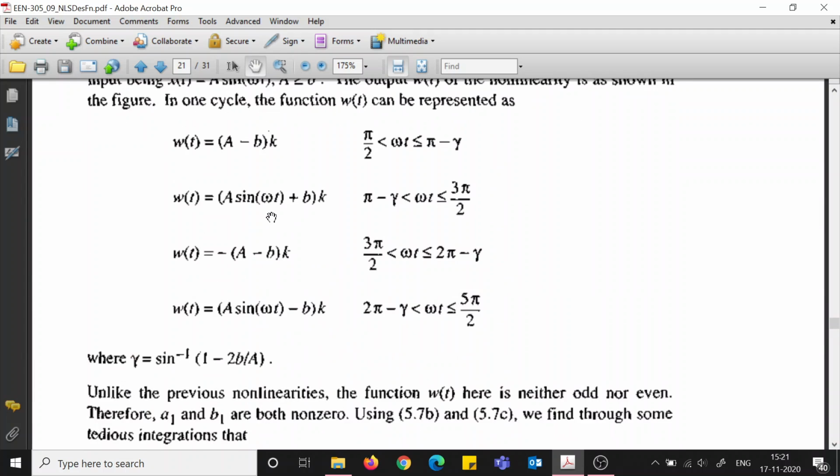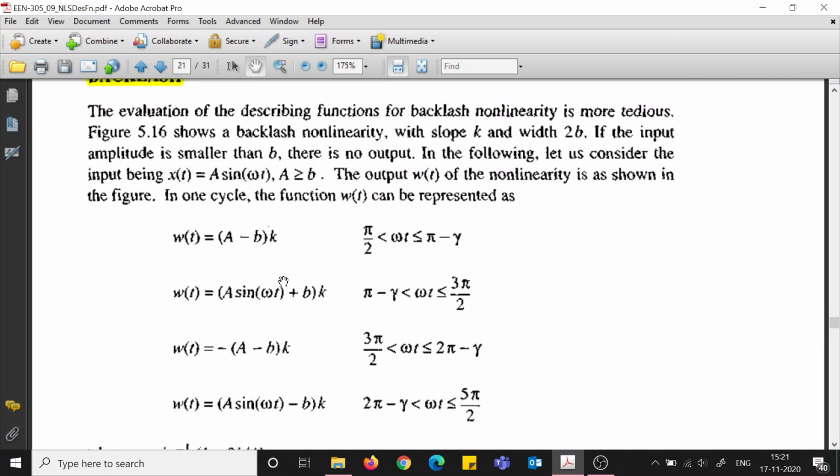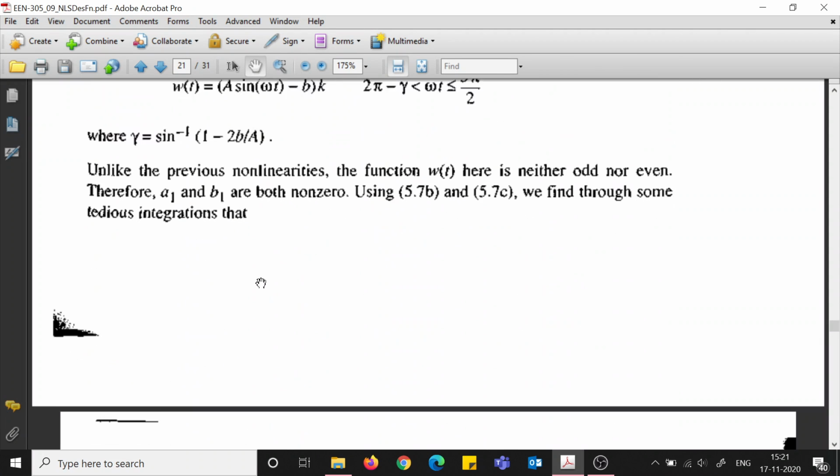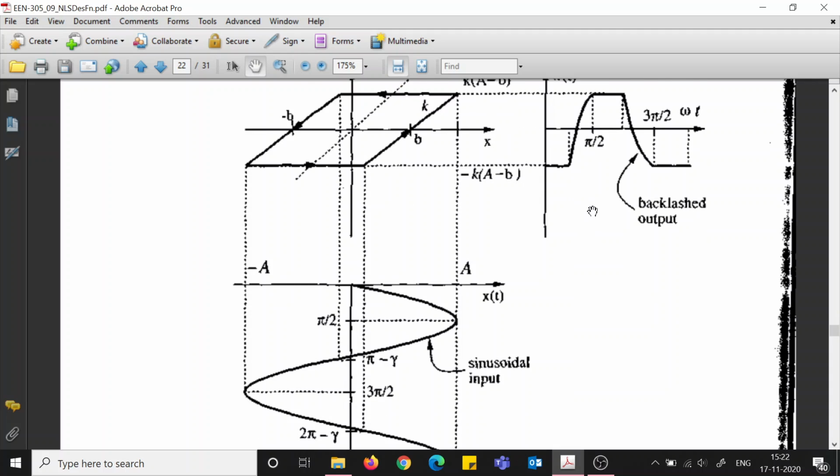Backlash is also very interesting. For all these, you first have to compute wt by looking at these graphs. Graphically you have to see what your wt is, then break down your wt into symmetrical parts, evaluate the function in each range, and then integrate.